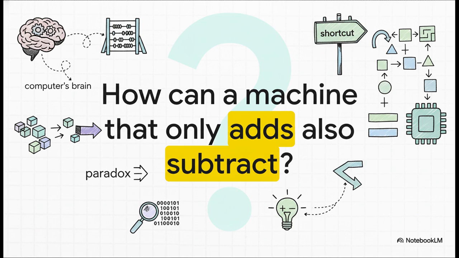If a computer's brain, its processor, is built for just one thing, how in the world does it do the exact opposite? Well, the answer isn't to build more complicated hardware, it's to use a brilliant mathematical shortcut that completely changed the game for computing. Let's dive in and see how this elegant solution actually works.